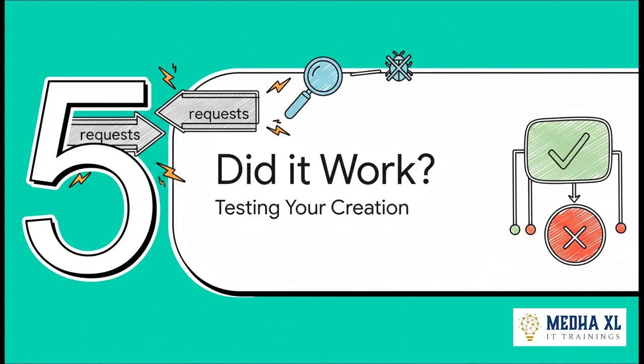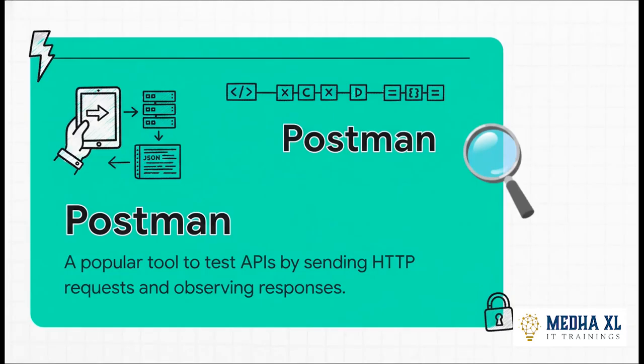Okay, so we've built it, we've written the code, but does it actually work? Building is one thing, but you always have to verify. Let's talk about testing. One of the most critical tools for any backend developer is an application called Postman. You can think of it like a Swiss Army knife for APIs. It lets you build and send any kind of request you want to your API, and then shows you exactly what your API sends back. It's absolutely essential for testing and debugging.